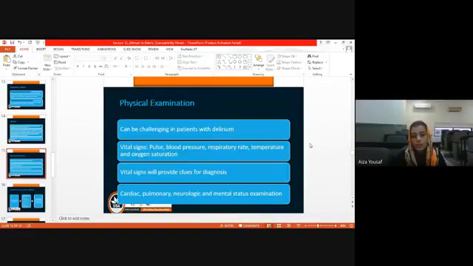Now, physical examination. It can be challenging in patients with delirium, as the patient is agitated or restless, becoming restless due to change in mental state or confusion. That's why it may be challenging for medical health professionals. For example, vital signs like pulse, blood pressure, respiratory rate, temperature, and oxygen saturation.